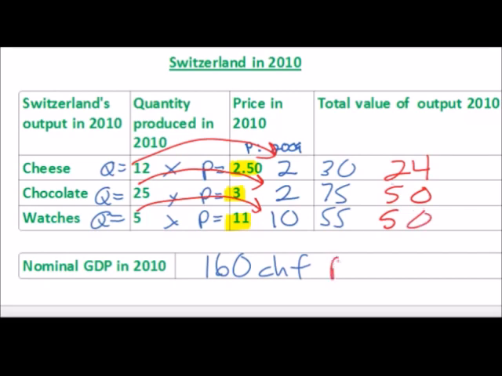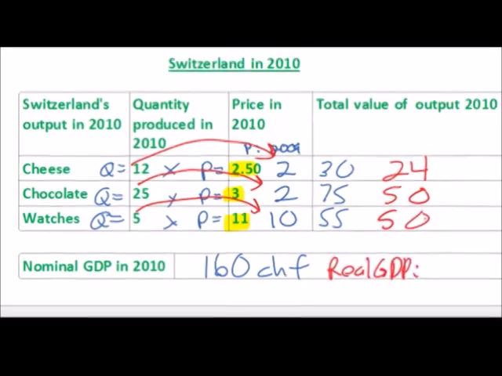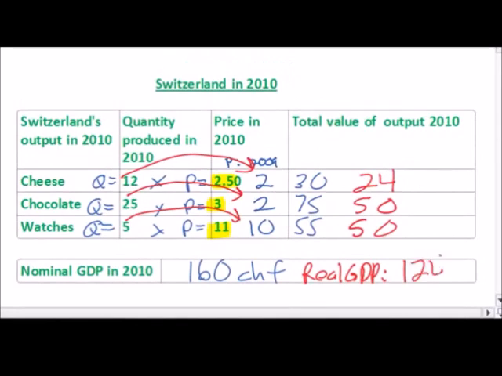This gives us a real GDP of 124. We have just calculated Switzerland's real GDP in 2010. The real GDP of 124 francs tells us the value of Switzerland's output in 2010 based on prices in 2009. Now, why is this more valuable as a measure of Switzerland's actual output than the nominal GDP?